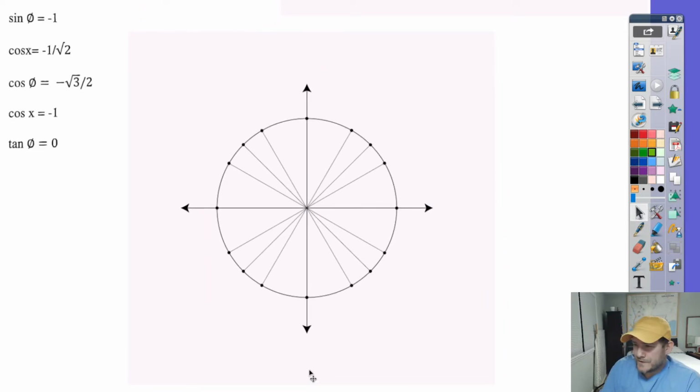All right, negative 1. It's sine again, so it's a y value. This one's a little different because there's only one spot where you can get a y value of negative 1, and it's right here. And if I'm only giving positive angles in the first rotation, then that is 270 degrees, but really it's 3 pi over 2.